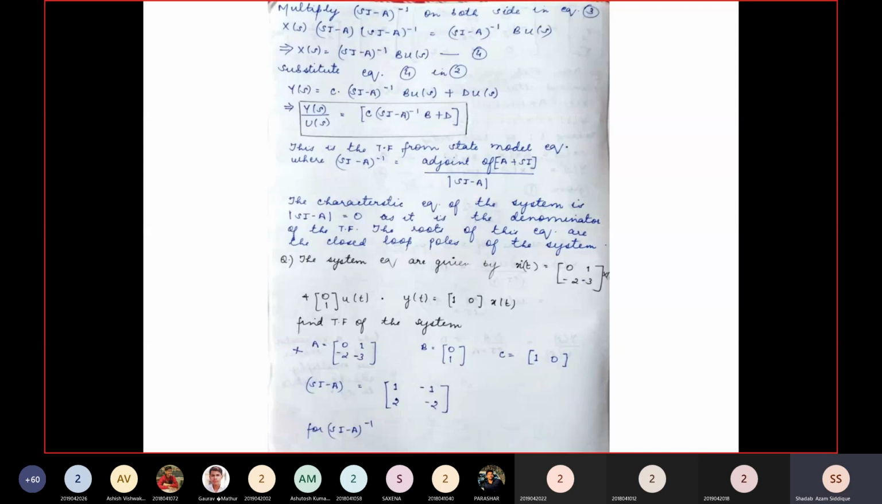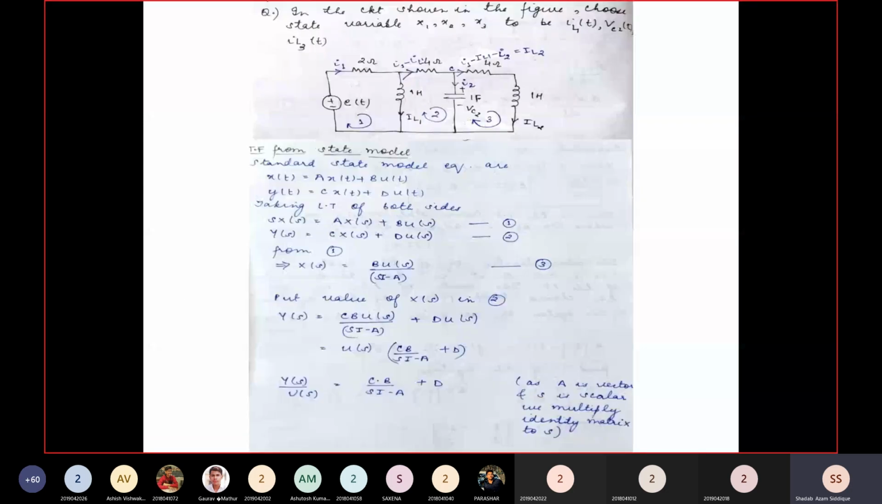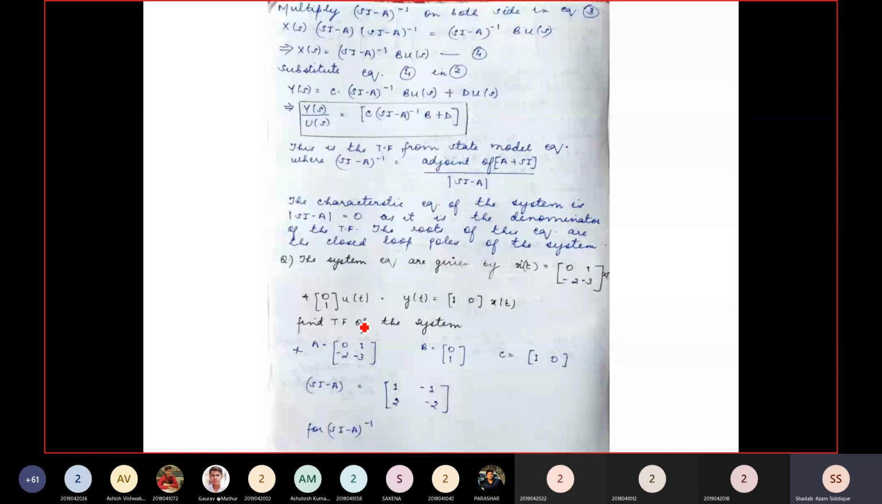So in the last class, we went through the transfer function from the state model equation. We have the state equation and output equation, and based on them we went through how the transfer function can be found out using the state model equation. That formula was C (SI minus A) inverse B plus D, right?